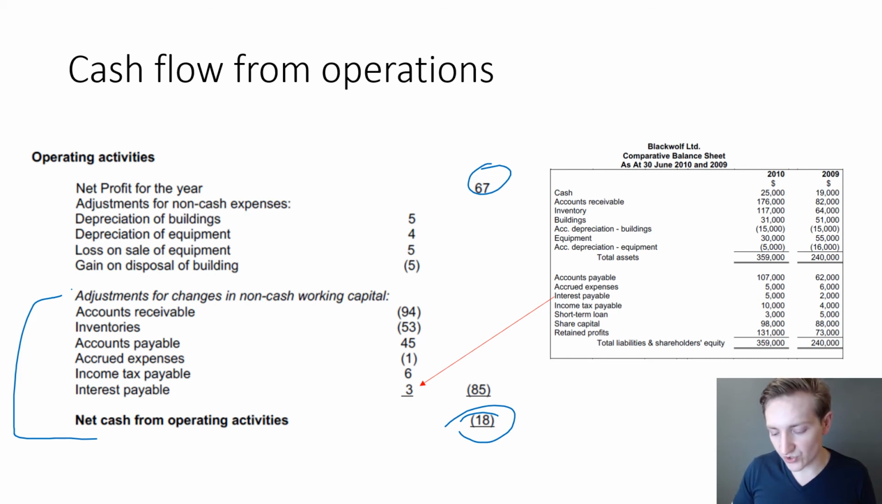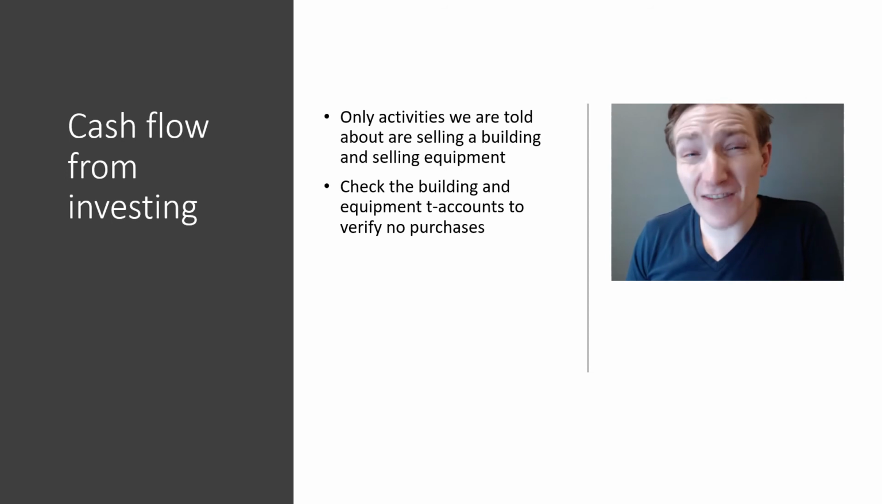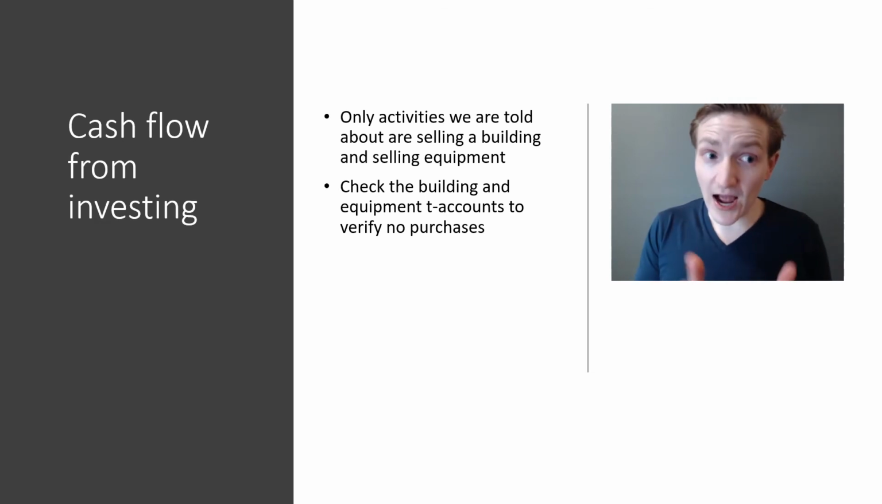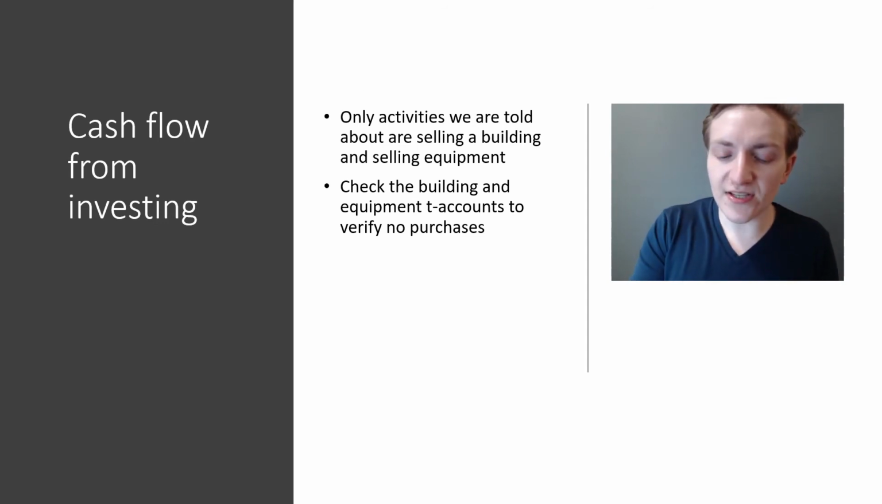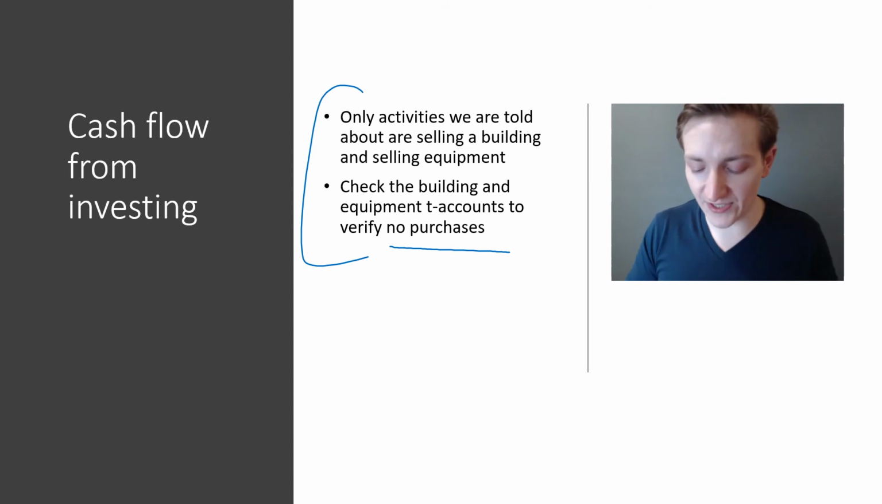To add some more color to this, let's have a look at the investing and the financing cash flows. So in terms of the cash flows from investing, you're effectively told two overarching things that are relevant here. You're basically told that there was sales, and you need to deal with the cash flows associated with these sales. And those are the only activities you're told about that are going to be relevant here. So to do this, let's have a look at our T accounts to verify that there were no purchases or at least to see what the cash value of these is.